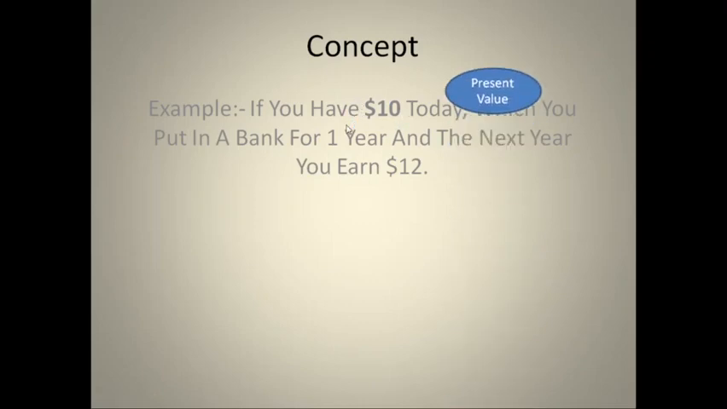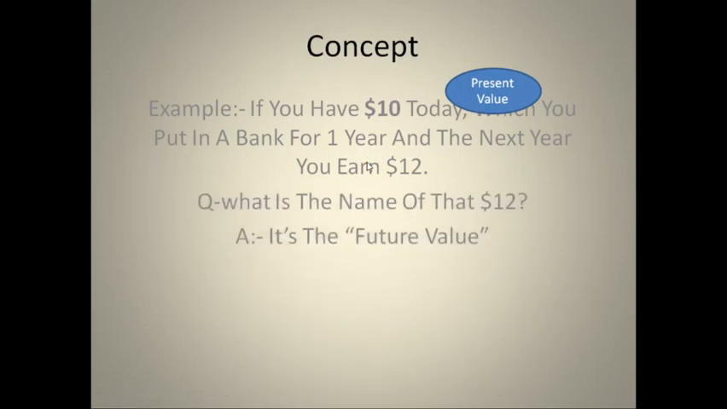Fine. Now in this whole scenario, what will you call this $10 as? This $10 is called the present value. Why? Because this is the amount that you are having with you today in your hand. And what will you call this $12 as? Yes, this $12 is called nothing but the future value, because this is the amount that you will be getting after a period of 1 year. So we learned how to identify the present value, and we learned how to identify the future value.